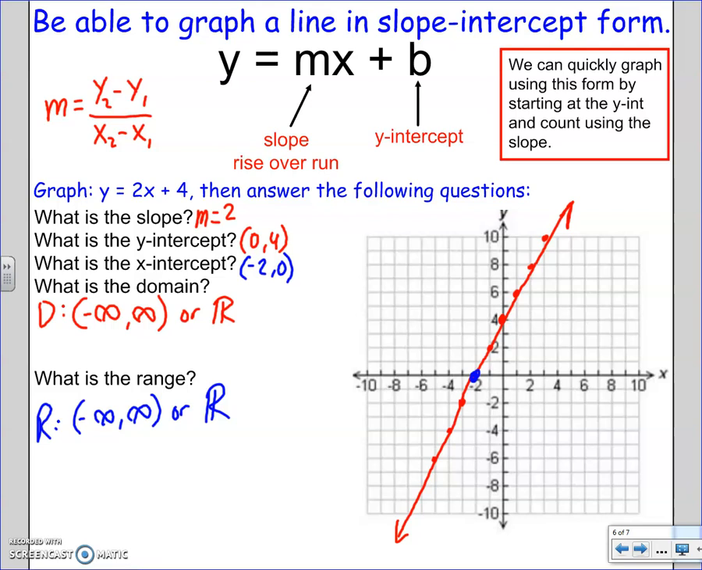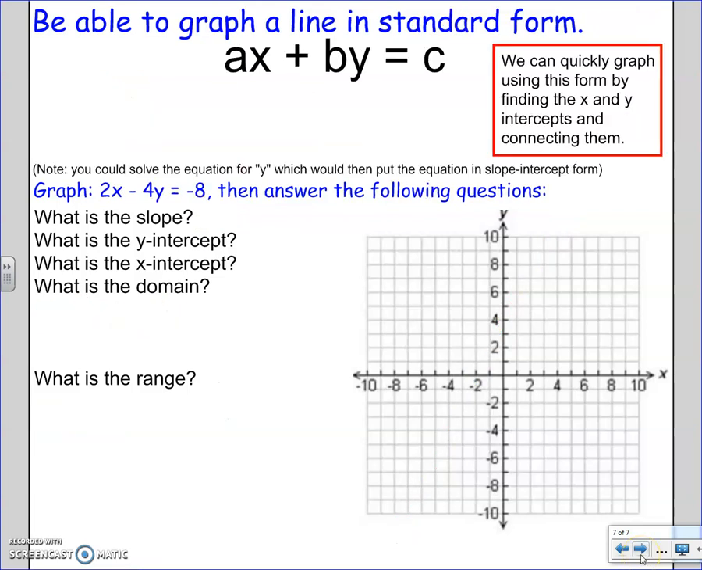Alright. The last slide, standard form. That's ax plus by equals c. This form is very useful. It's very common. We use it to graph quickly because it finds us the x and y intercepts easily. It does not find us the slope easily. So note, you can solve this for y, and that would give the slope-intercept form, and do what we did last slide. But try to get used to either form. If it's like this, keep it like this.